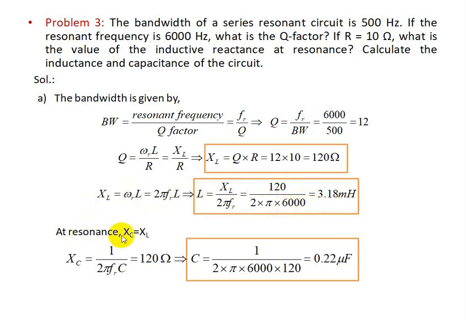Also we know that at resonance XC is equal to XL. So XC is 1 by 2 pi Fr into C. Equate this to 120 ohms. We have already found XL, so XC will be the same as XL. Therefore equate this to 120 and get the value of C. It is 1 by 2 pi 6000 into 120, which comes to around 0.22 microfarad.